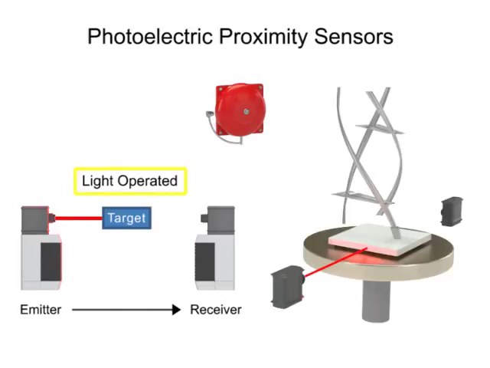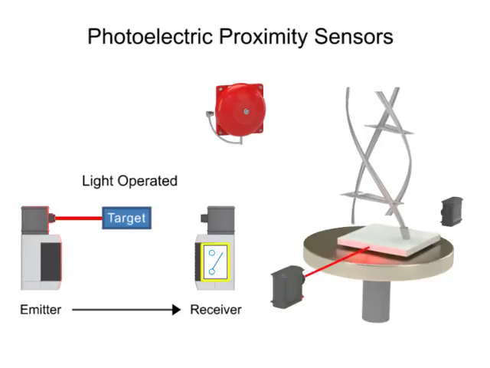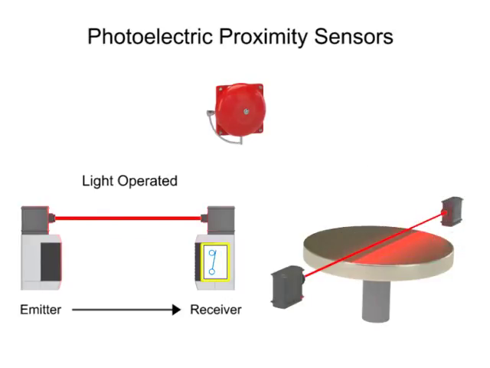Conversely, in this light-operated mode example, the absence of light being received by the receiver is normal. When the object is removed from the table, the switch is triggered and the alarm will sound.